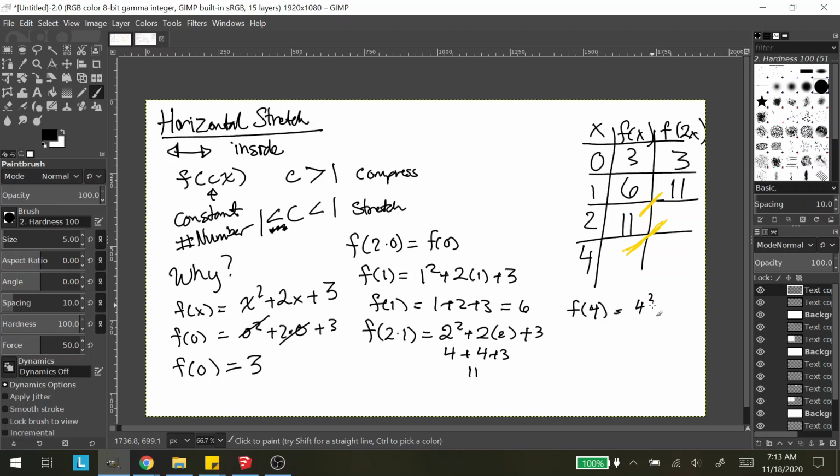We're going to have 4 squared plus 2 times 4 plus 3. 4 squared is 16. 2 times 4 is 8. And that's 3. 16 plus 8 is 24, plus 3, 27.